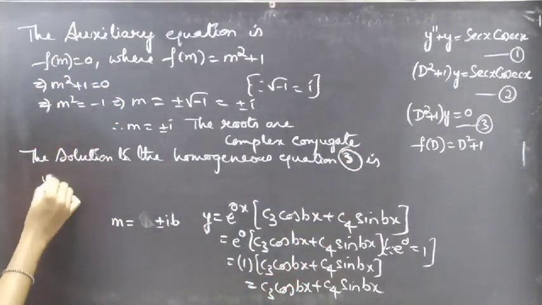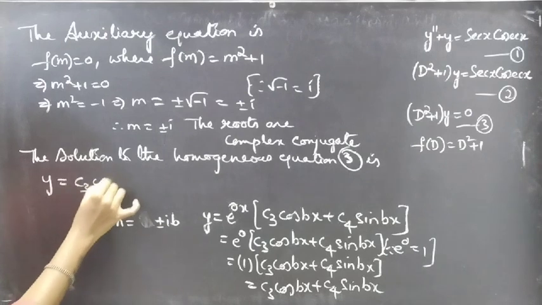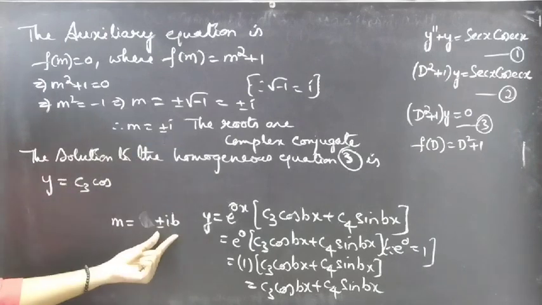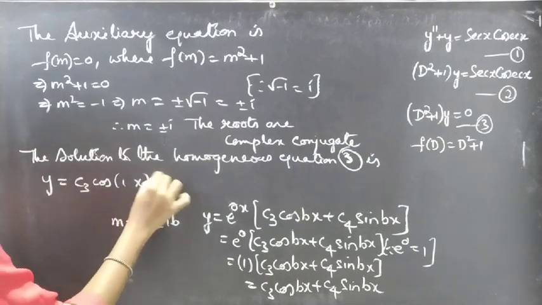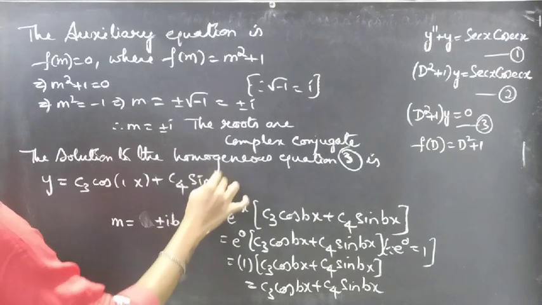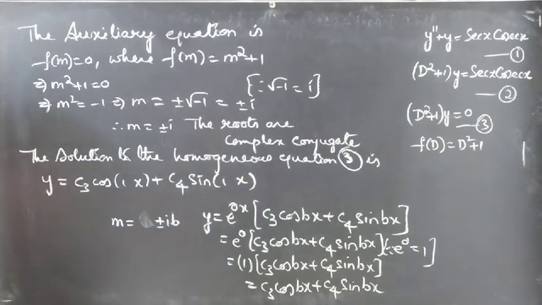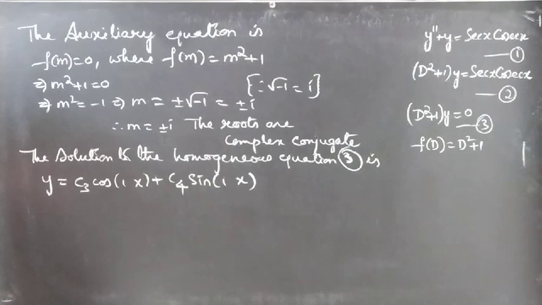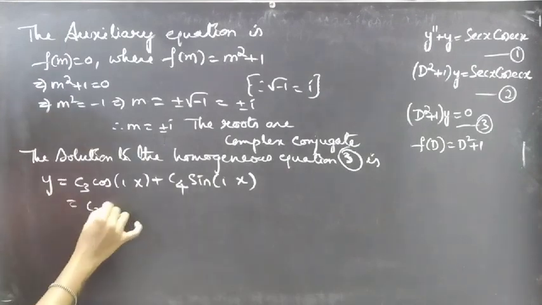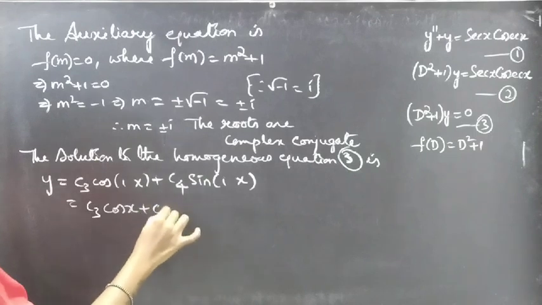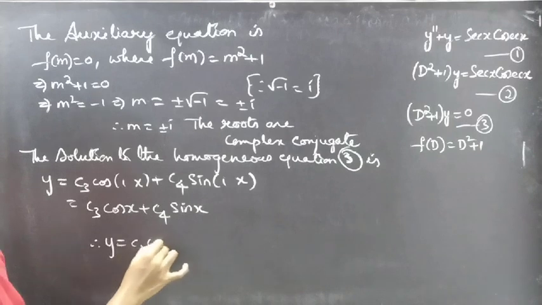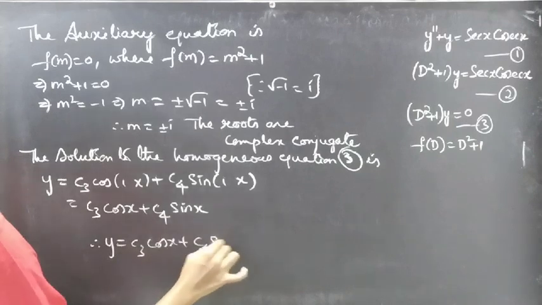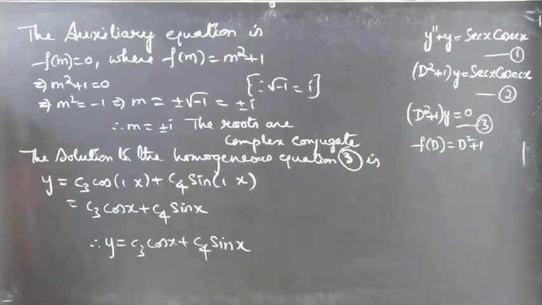is y equal to c3 cos, just compare plus or minus i with plus or minus ib. Then for b equal to 1, we'll get 1x plus c4 sin 1x, right? Which gives us c3 cos x plus c4 sin x. Therefore, y equal to c3 cos x plus c4 sin x is the solution to our homogeneous equation. Okay.